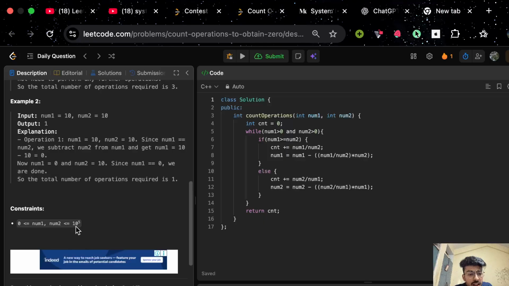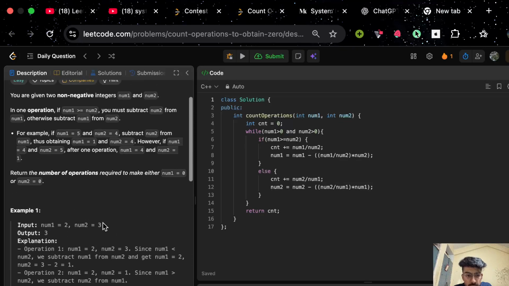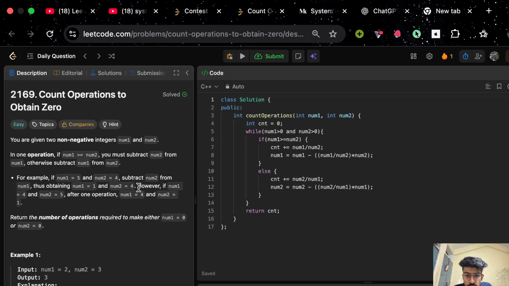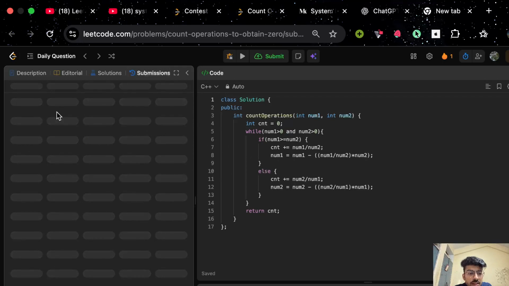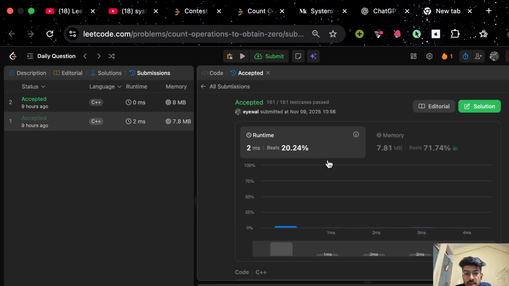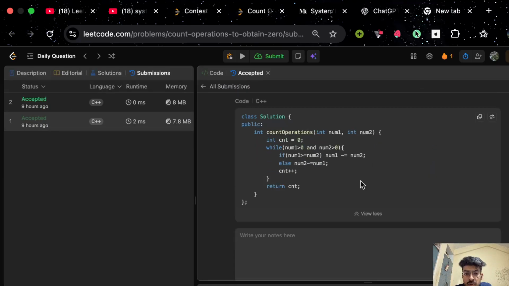The constraint is 10 raised to power 5, which means an O of n log n or O of n time complexity solution will pass. I have done 2 solutions for this. Let's see the first solution that I have done. It was a brute force solution.